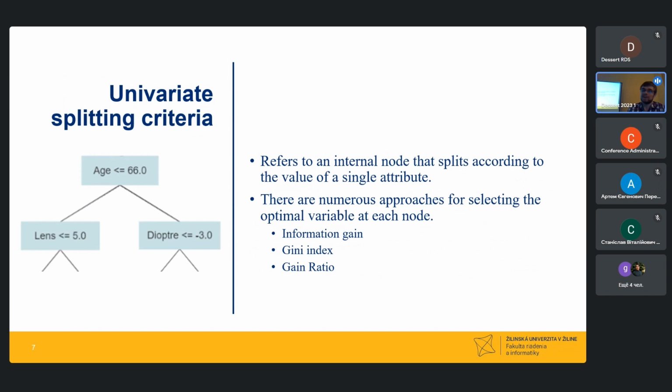But before we can build our tree, we first need to choose our univariate splitting criterion, and this refers to a criterion where tree is built based on the value of a single attribute, and there are also numerous approaches to select optimal variable. For example, info gain, Gini index, or gain ratio. Those are most prominent in this area. And for purpose of our work, we chose the Gini index.